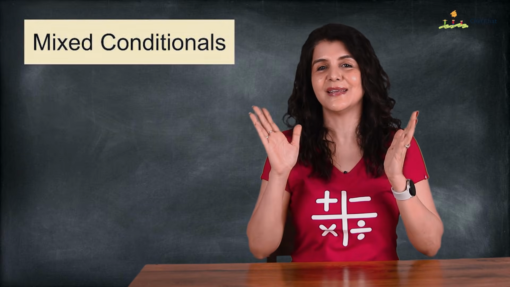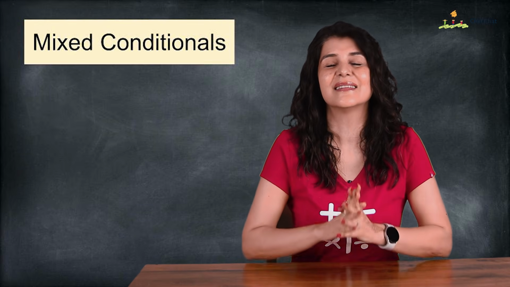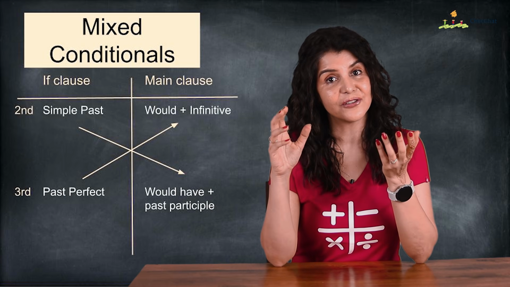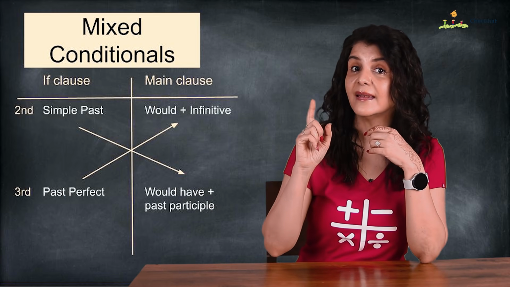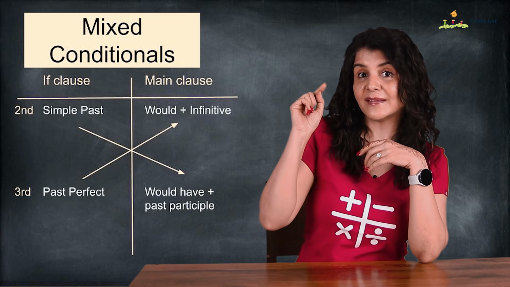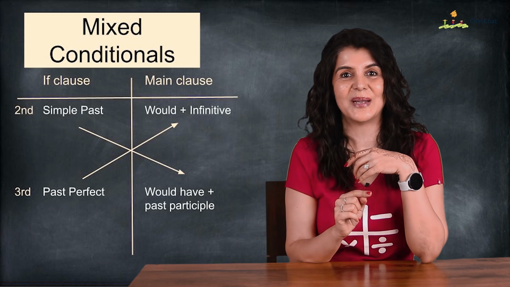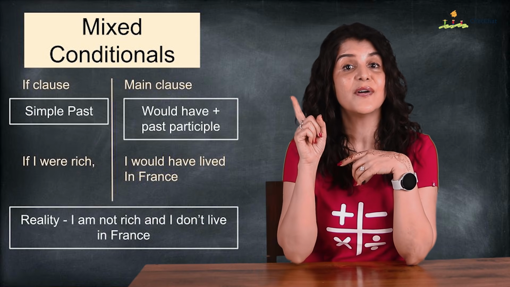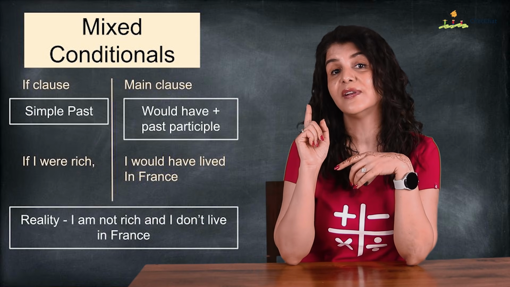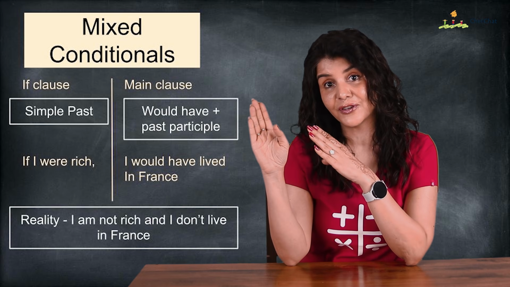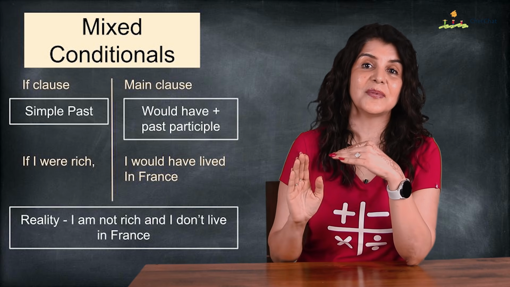Time for mixed conditionals. I will make this very, very easy for you. Now, mixed conditionals are made by mixing up the second and the third conditional. We take the if clause from one and mix it with the main clause from the other one. Let's see them one by one. The first one, if I were rich, I would have lived in France. The if clause is from the second conditional and the main clause is from the third conditional.